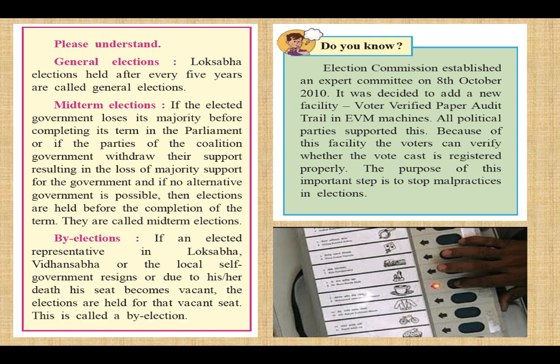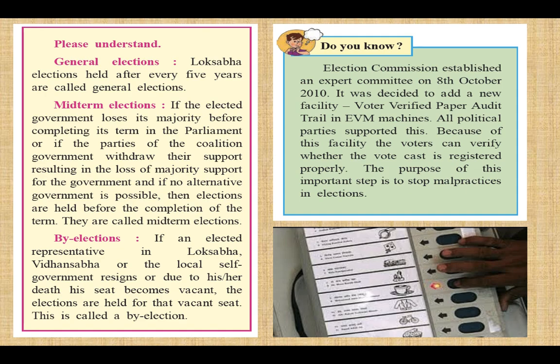Next, we come to Do You Know? The Election Commission established an expert committee on the 8th of October 2010. It was decided to add a new facility, Voter Verified Paper Audit Trail, also known as VVPAT, in EVM machines. All political parties supported this. Because of this facility, the voters can verify whether the vote cast is registered properly. The purpose of this important step is to stop malpractices in elections.